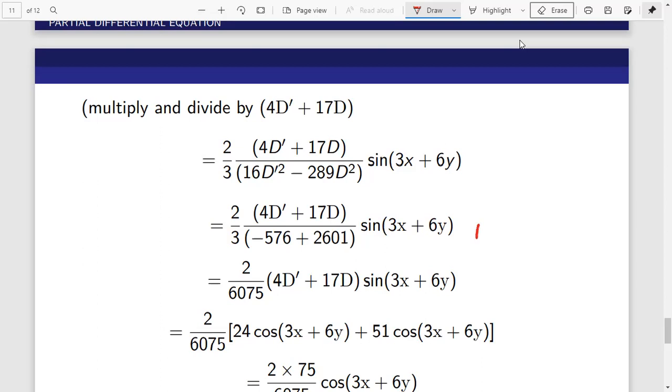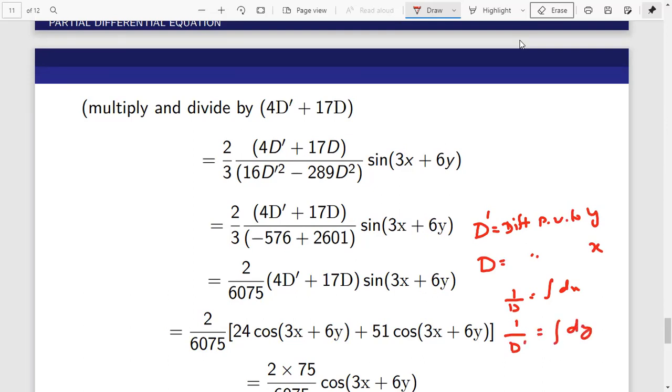Here d dash means you want to differentiate partially with respect to y. Suppose d means differentiate partially with respect to x, you should not forget it. If you have denominator d, you want to integrate with respect to x. If you have d dash as denominator, you want to integrate with respect to y. So you should not forget this. Here there is no denominator d dash, so don't worry about integration. Just see only the differentiation. d dash means we know differentiation with respect to y.